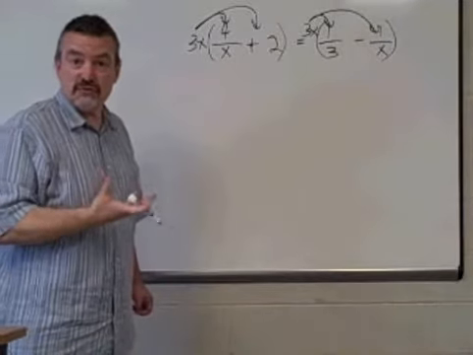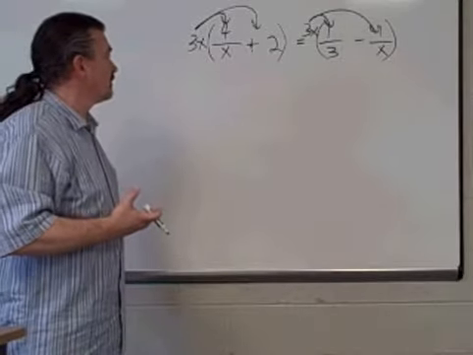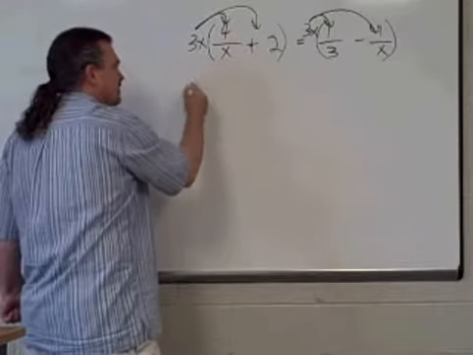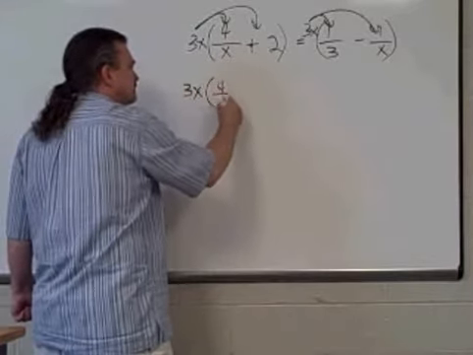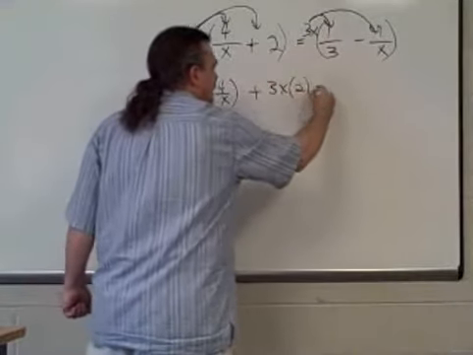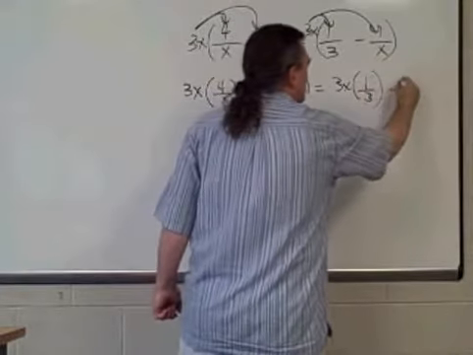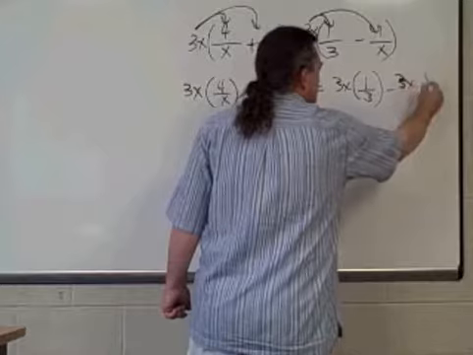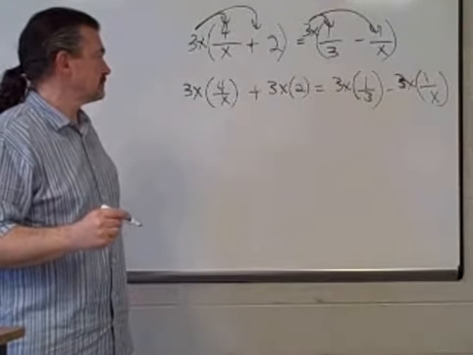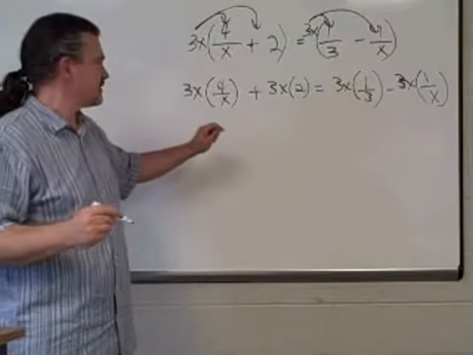That means I have to distribute that multiplication times each of the terms that are in the parentheses. It will be 3x times 4 over x plus 3x times 2 equals 3x times 1 over 3 minus 3x times 1 over x. Now let's multiply in each of these instances.